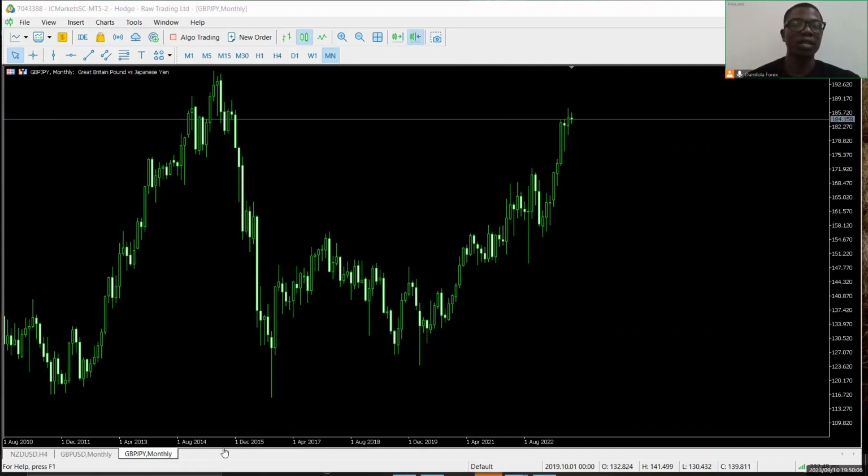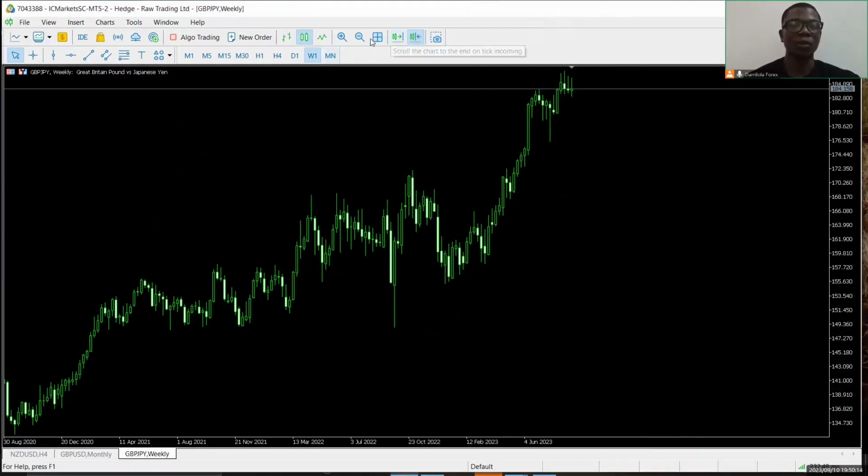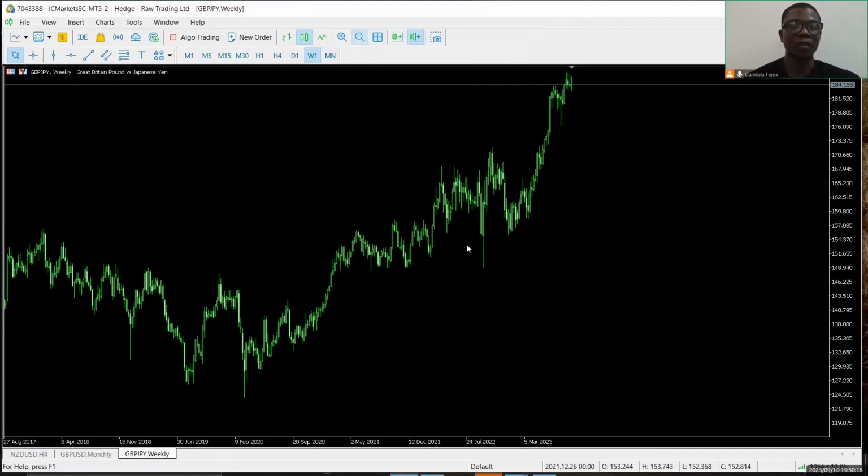So the next thing we are going to do is jump down to the weekly time frame, and we are going to also check if the monthly and the weekly are corresponding, giving us similar information.